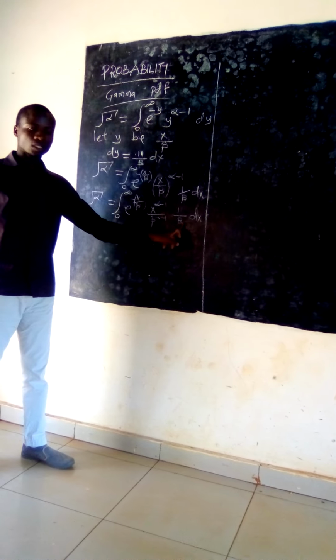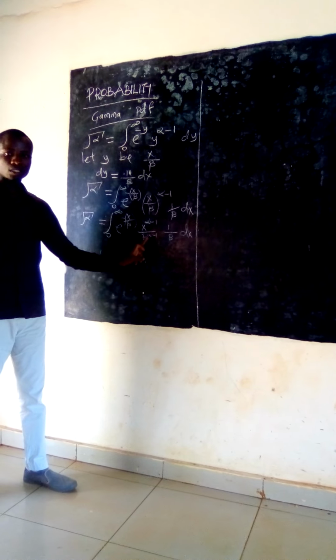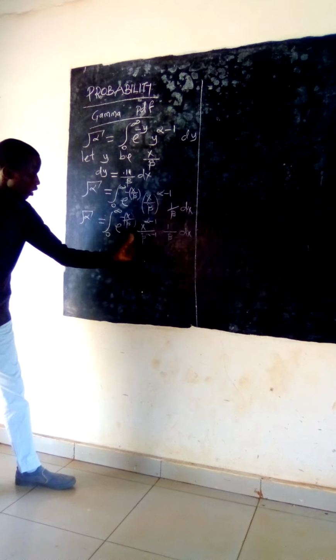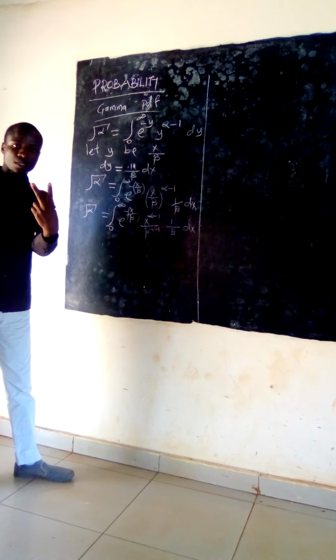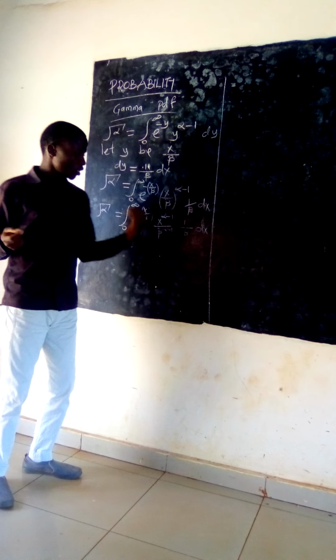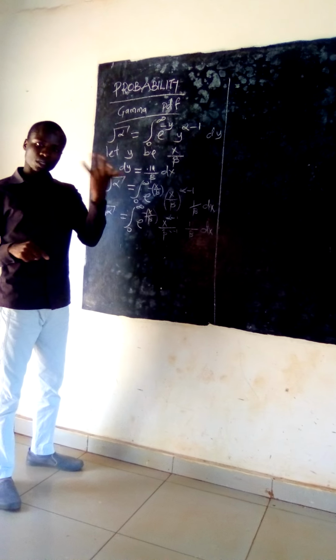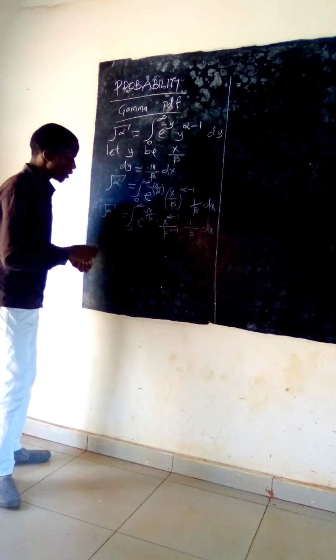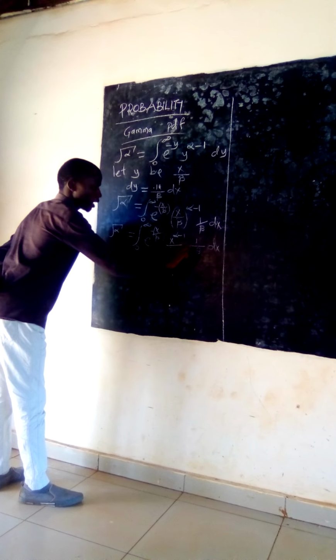Remember, this beta means that the power is 1. And the power of this other beta is alpha minus 1. So, you use the law of indices, which states that when you have two similar bases and the sign separating the two bases is multiplication, you just take one base, then add the powers. So I'll take one base, which is beta, then add the powers.